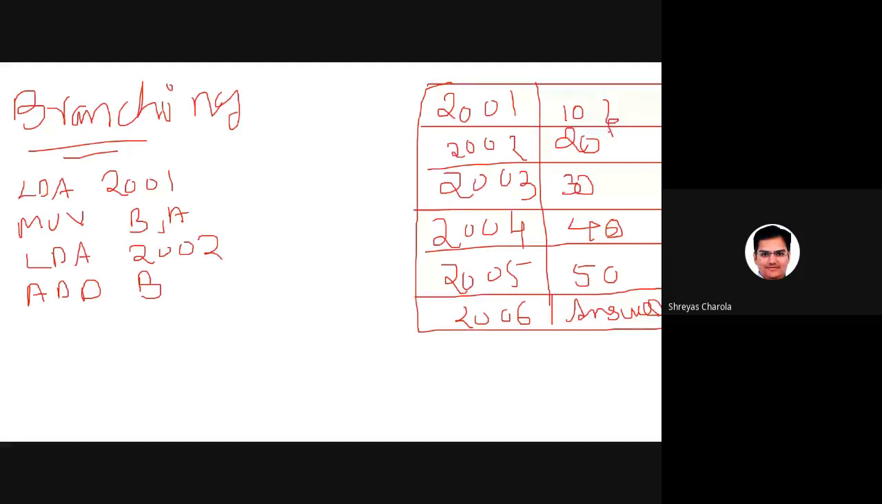So these first two data will be added. Now the answer came. I need to add with this. What should I write now? Again I need to copy that data into B register. Again I will write an LDA 2003 and then ADD B. That means the answer will be added with the 30.